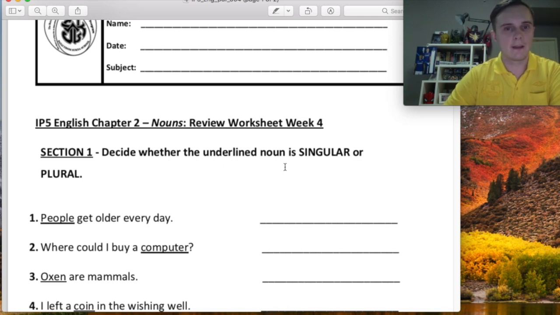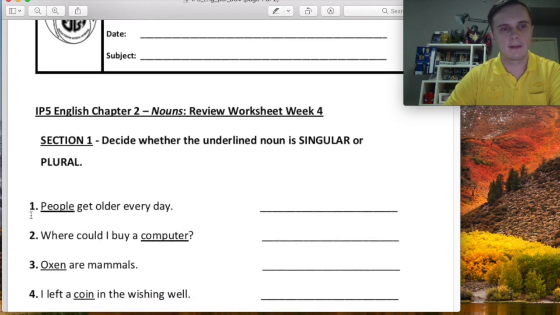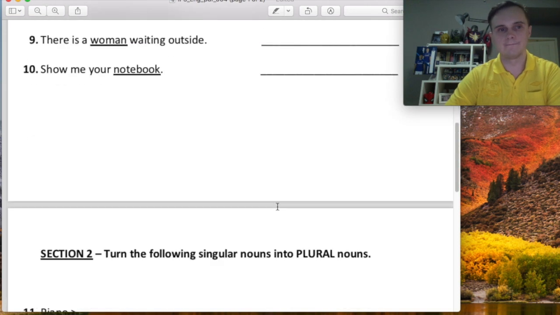Decide whether the underlined noun is singular or plural. So read the sentence. Number 1, people get older every day. Look at the underlined noun, people. Is people singular or plural? Everyone should know whether that is singular or plural. So if you think it's singular, write singular on this line. If you think it's plural, write plural on this line.